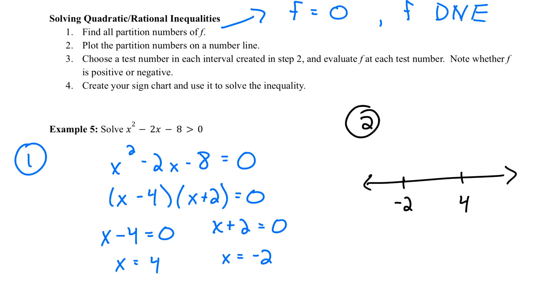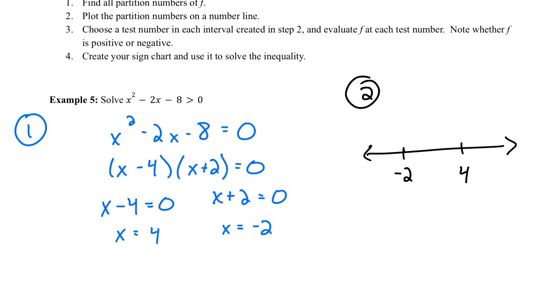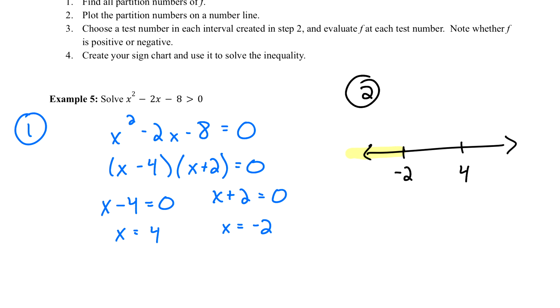I'm going to take a number in each one of these intervals, and then plug it into my function, which is x squared minus 2x minus 8. Because we said this is greater than 0, I'm just paying attention to the sign of the number I get back. Is it positive or is it negative? Because if it's greater than 0, then I'm talking about positive numbers, and if it's less than 0, I'm talking about negative numbers. So let's start with the leftmost interval over here.